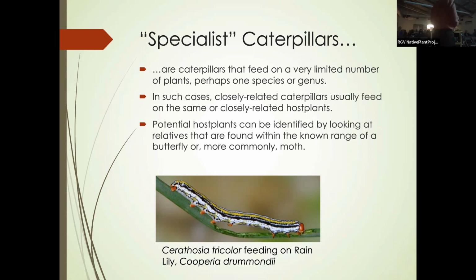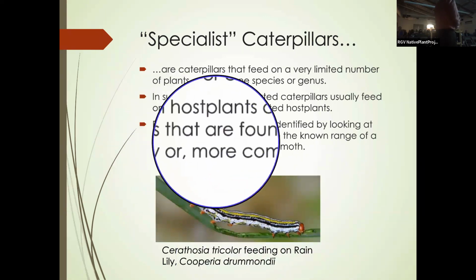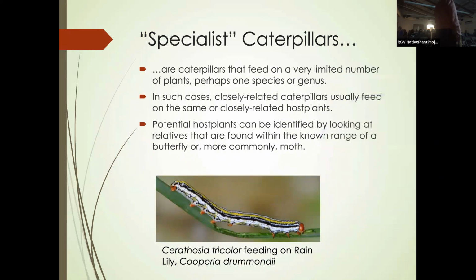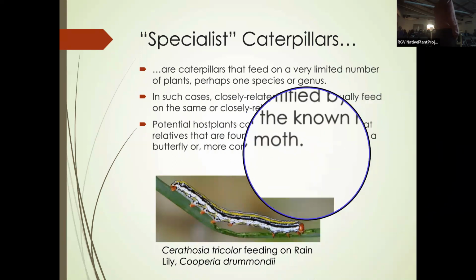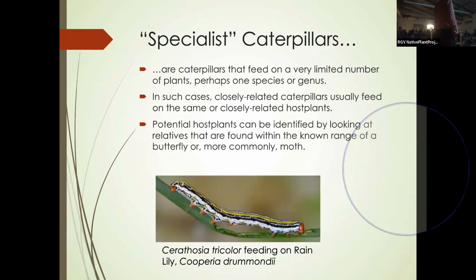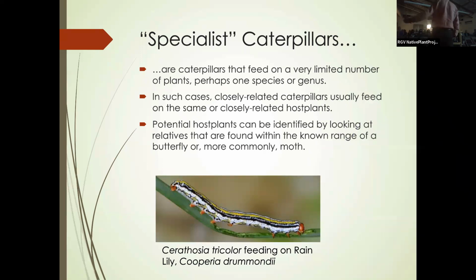And I've got to learn to use this. I hadn't seen it before, but it says potential host plants can be identified by looking at relatives of the butterfly or, more commonly, moth. Now, why moths more than butterflies? Virtually all the butterfly host plants for our area are known. There might be a few exceptions, and I should say that for the butterflies that come to our area, the host plants are generally known. Whereas there are many moths where they don't know the host plant.